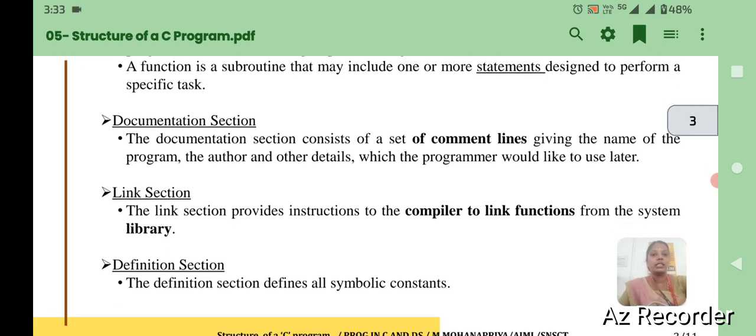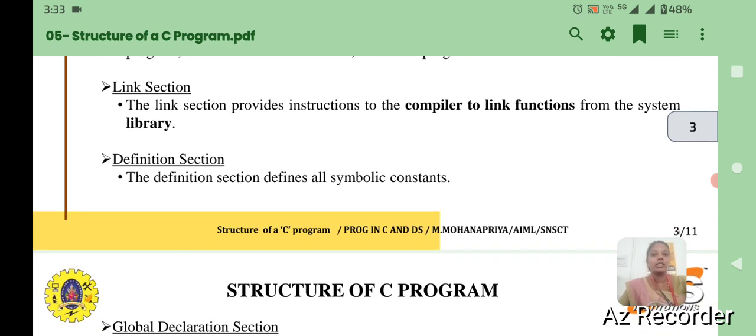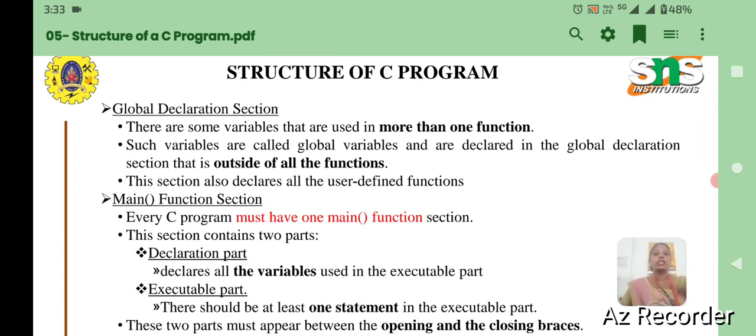The link section provides instructions to the compiler to link functions from the system library. Then the definition section. The definition section defines all the symbolic constants. Then global declaration. Global declaration means there are some variables used in the program that can be declared in the global declaration section.